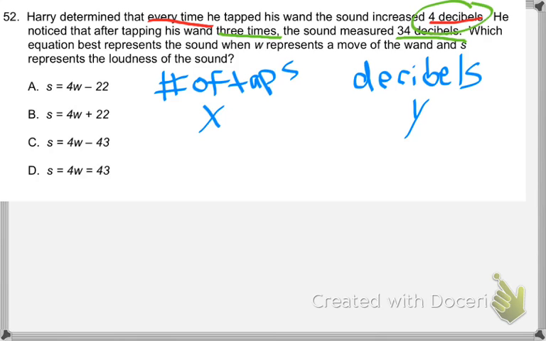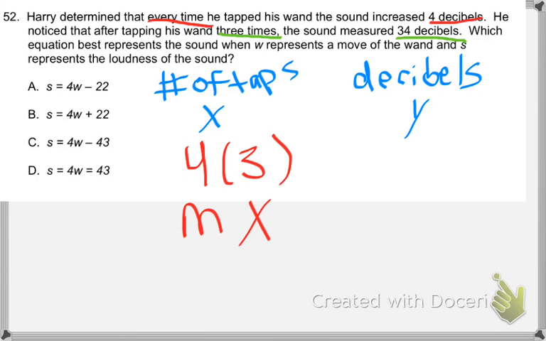We already knew our slope or our rate was 4 decibels. So 4 times x is the number of taps, but we know the number of taps in this example. The number of taps is 3. So instead of putting an x here like I normally would, I'm going to put a 3 here. So this is mx. Think of it that way. Like y equals mx plus b. But we don't know b. We don't know what that starting point is, like for example, how loud it would be with no taps.